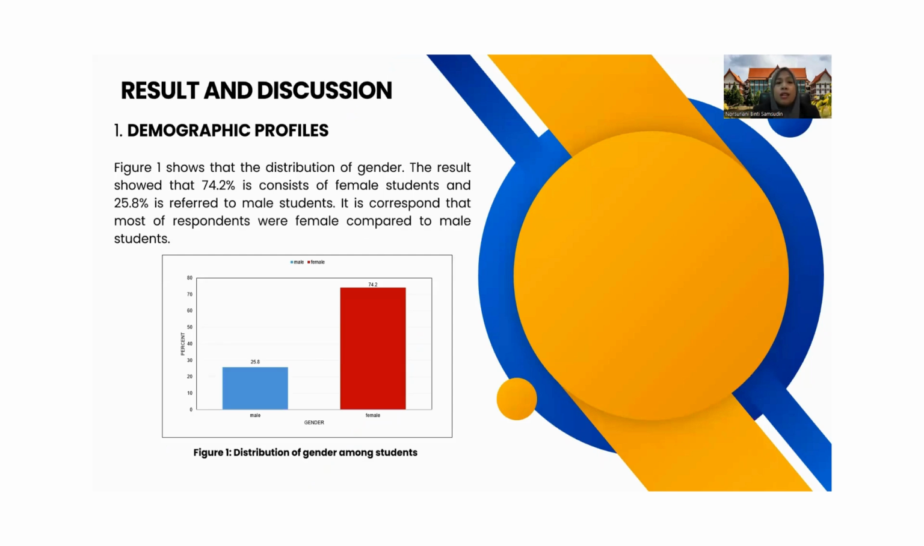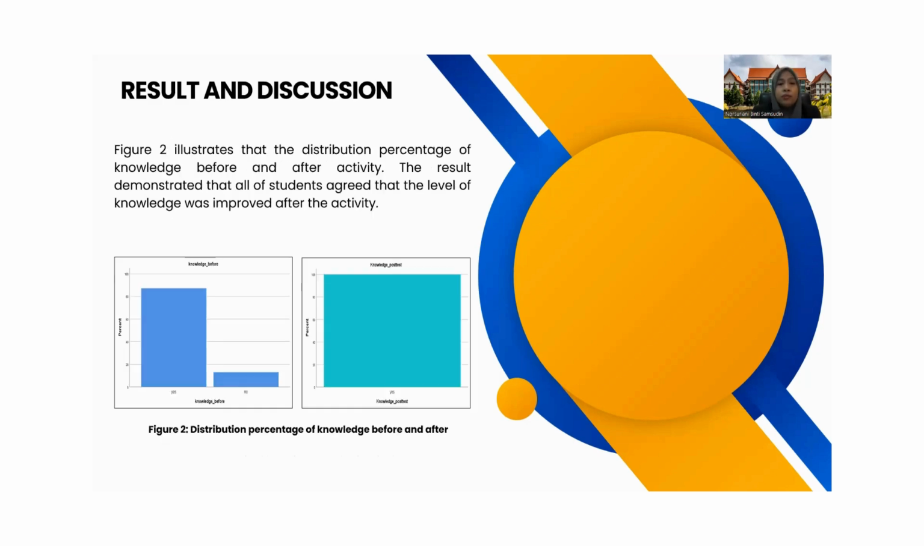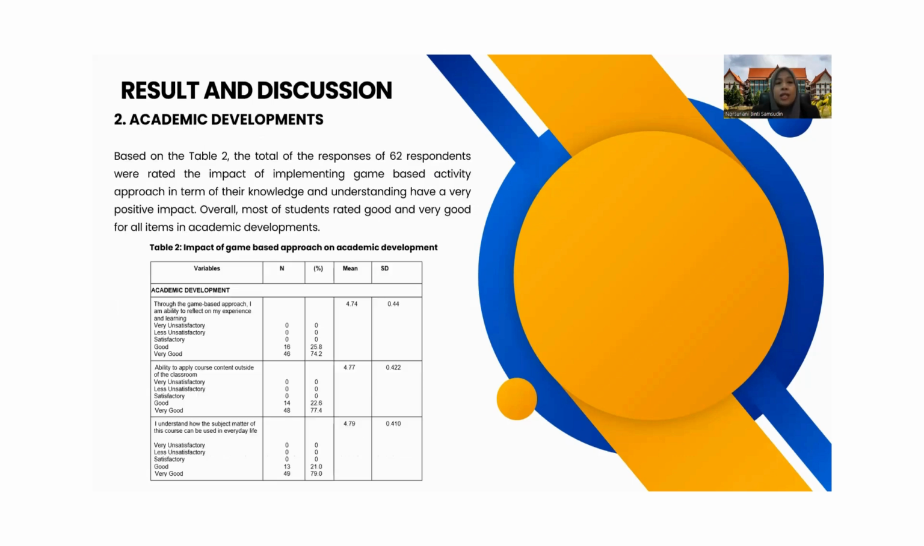For the result and discussion, figure 1 shows the distribution of gender: 74.2% consists of female students and 25.8% refers to male students. For the percentage of knowledge before and after the activity, it is shown that all the students agree that the level of knowledge improved after the activity.